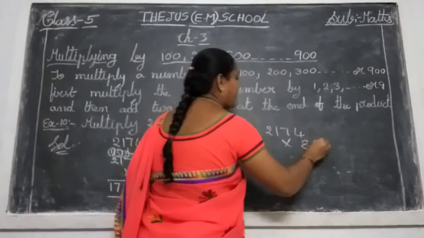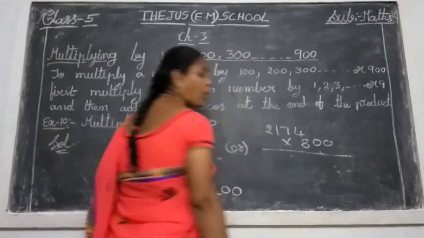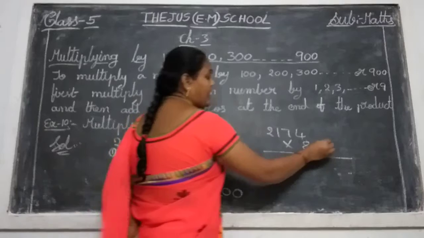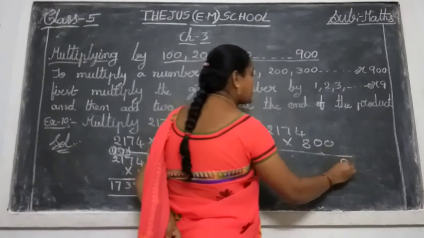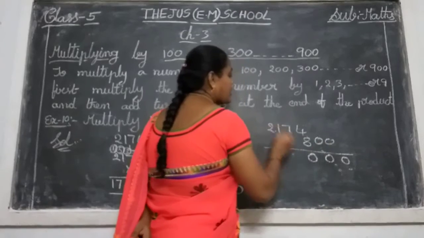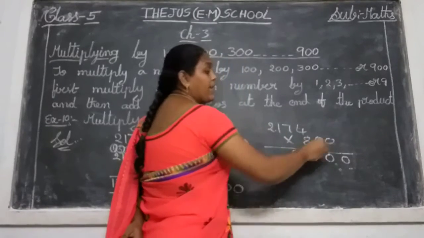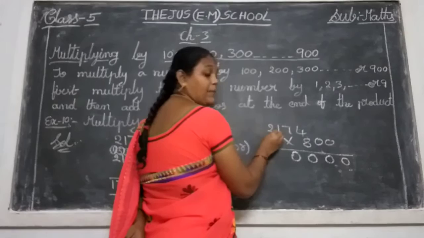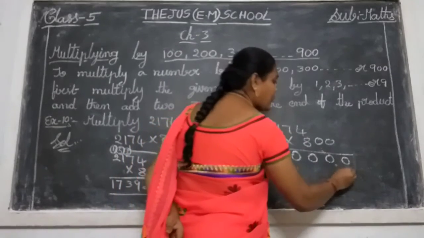Into 800. You do the multiplication normally here. First, ones place: 0 4s are 0, 0 7s are 0, 0 1s are 0, 0 2s are 0. Okay. Ones place will be completed with multiplication of this number. So in ones place, put the 0.